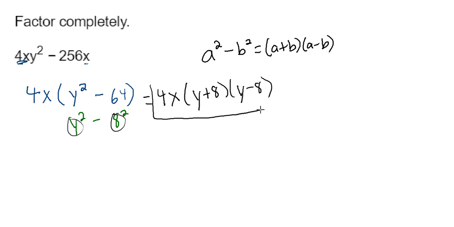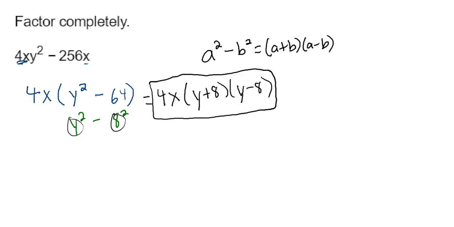All right, and then now we're done, not just because we did one more type of factoring, but because you look at the result you get, and nothing else can be factored further. Y plus 8 cannot be broken down any further, y minus 8 cannot be broken down any further, so that's how I know I'm done.